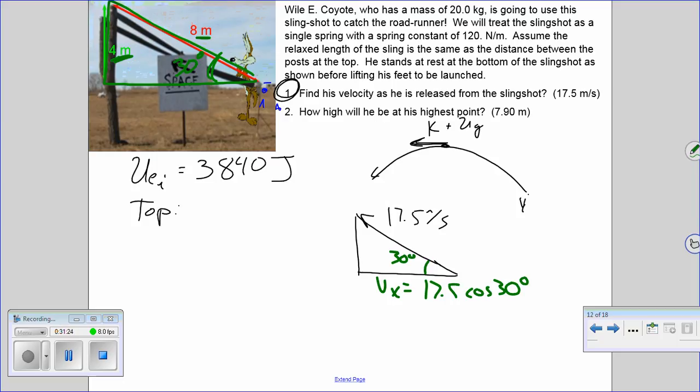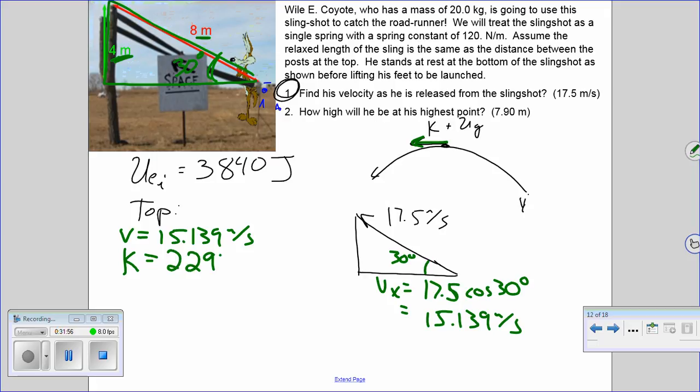And again, I didn't use 17.5, I used that unrounded number. So when you find that Vx, you end up getting 15.139 meters a second. All right, so that's the horizontal velocity he has when he's launched, and one of our rules of projectiles tells us that that horizontal velocity is constant. So at the top, his velocity is 15.139 meters a second, which means that his kinetic energy corresponding with that, if you figure it out, turns out to be 2,292 joules.